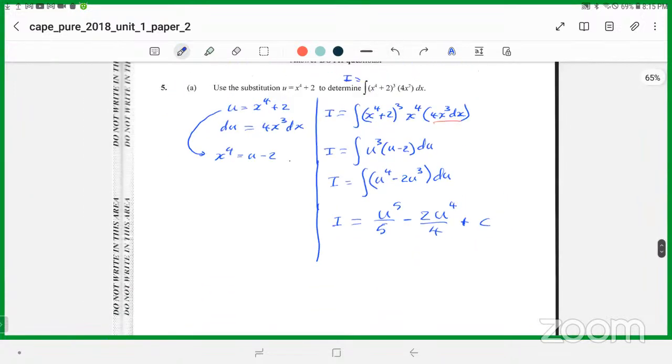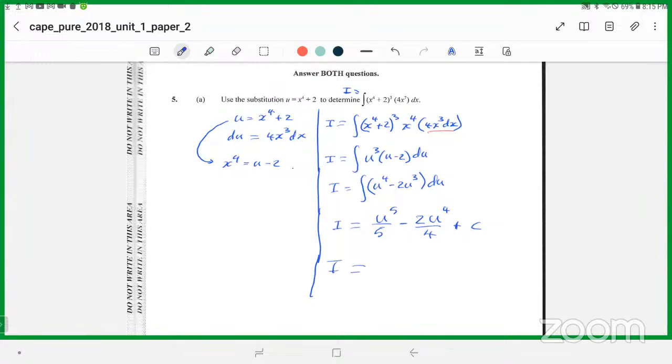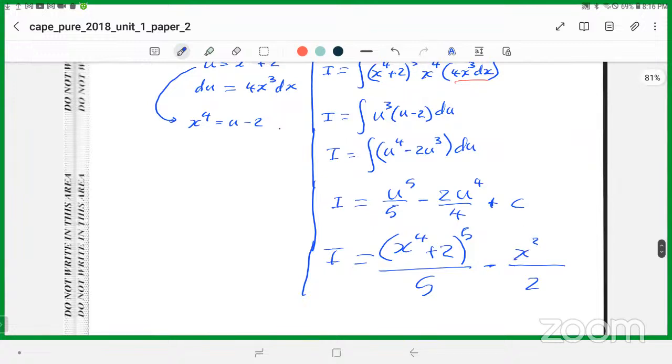So substituting for the u now, your integral result is x to the 4th power plus 2, that's this one, raised to the power of 5 divided by 5, minus. Now this becomes a half, or u to the 4th power over 2. So when I write it like that, I put the 2 under here, and u to the 4th becomes x squared plus 2 raised to the power of 4, plus c coming right here. That's it.